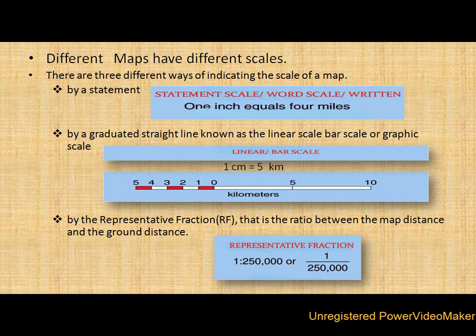In the last topic you studied that we are using some scale to draw maps. In this topic, different maps have different scales, and these scales appear on the map in 3 different ways. What are the 3 different ways? The first one is by a statement.